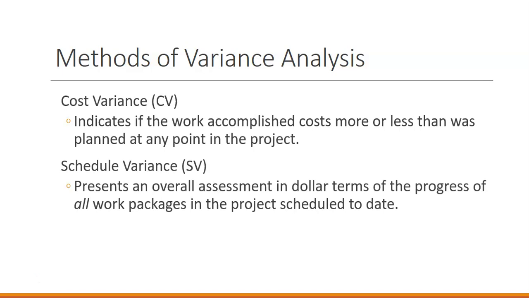Our cost variance shows us if the work completed to date costs more or less than what we planned at any point in the project. So if we're at week 6 and we say that at week 6 we should be 50% complete and have spent 50% of the budget, but instead we are 40% complete, but we've spent 60% of the budget. This would show a cost variance of being over budget and a schedule variance of being behind on time for the progress of the work packages that we had scheduled to be complete.